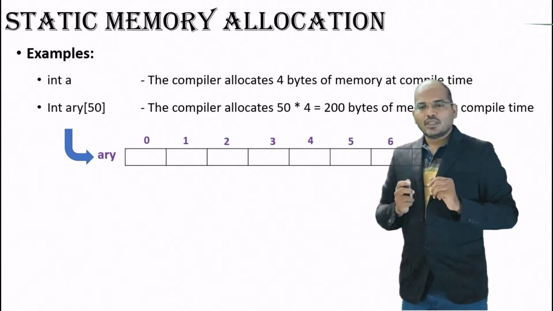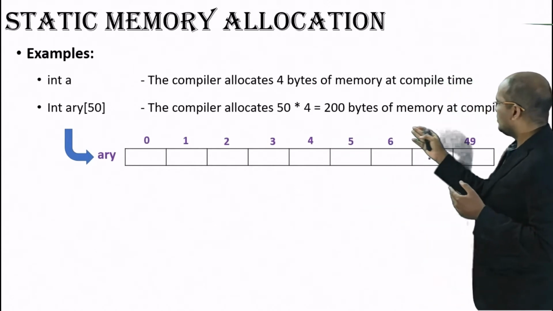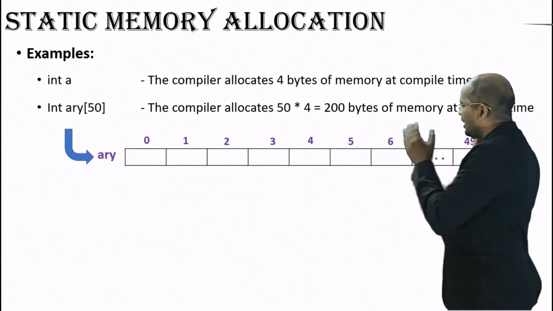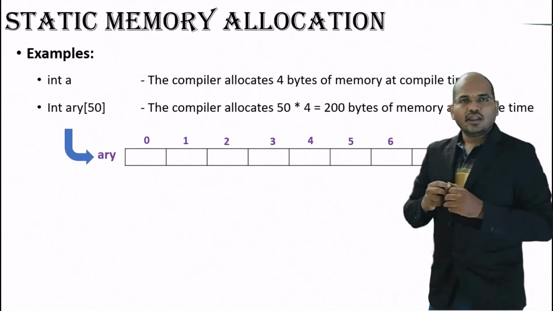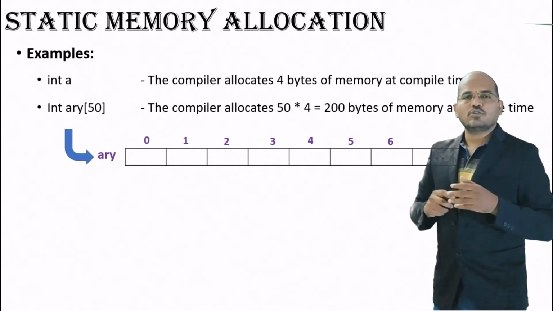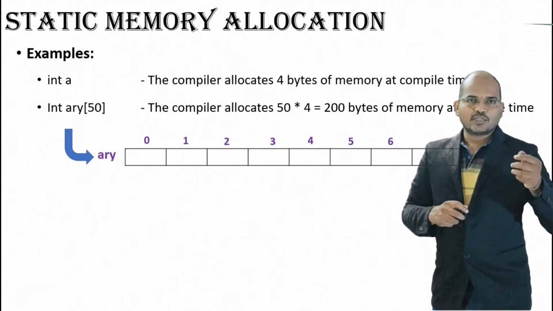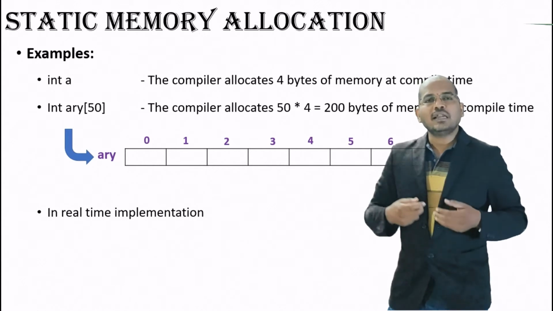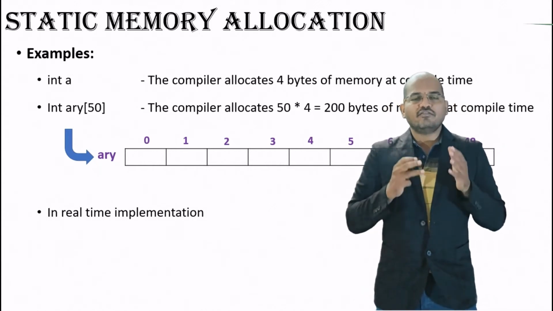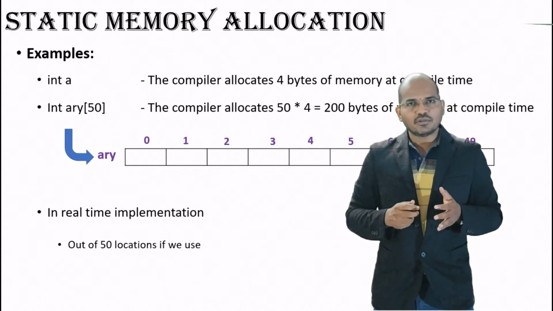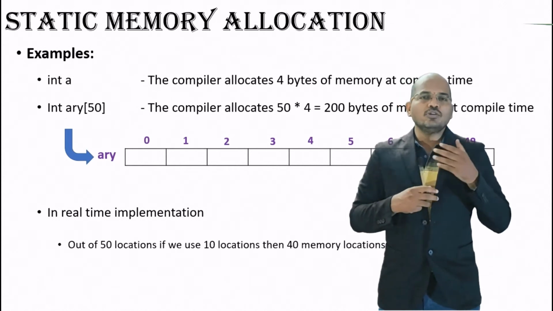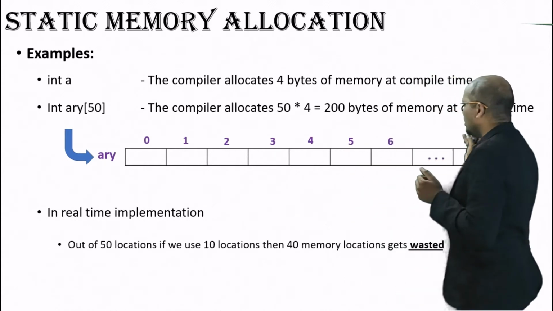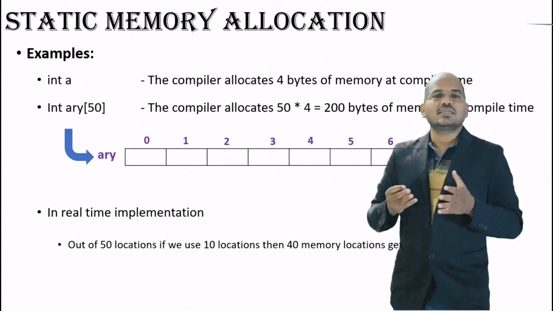And the beauty is, once an array is created, all 50 elements are found, and all the elements are identified by a common name called array ARY, and you access the elements of each block by the index value. So this is how it is allocated. Now what happens here is, in a real-time application, out of 50 variables, you may use only 10 variables or you may use only 5 variables. So if we are using only 10 variables, it means that the memory allocated for the remaining 40 is being wasted. So that results in memory wastage.